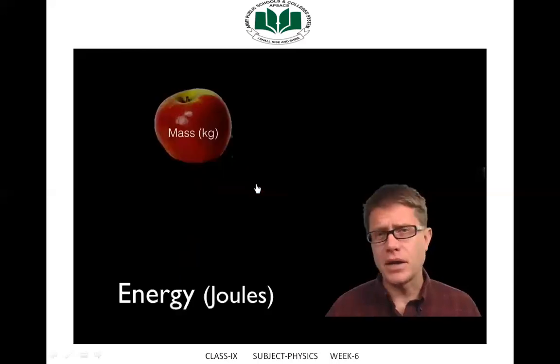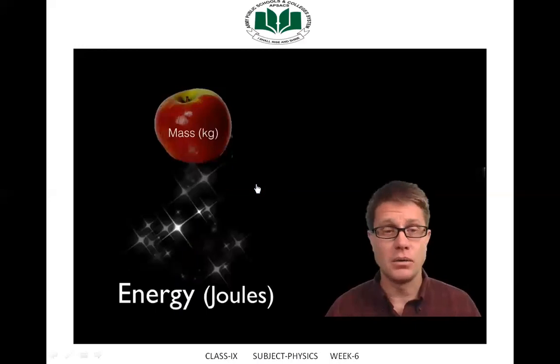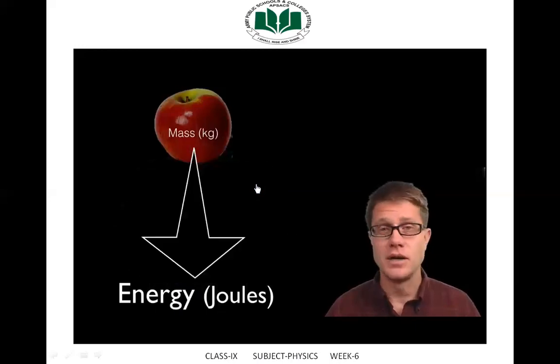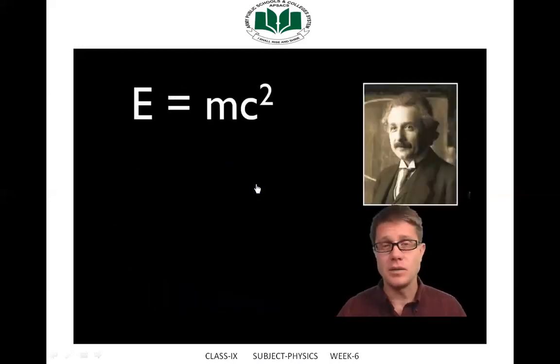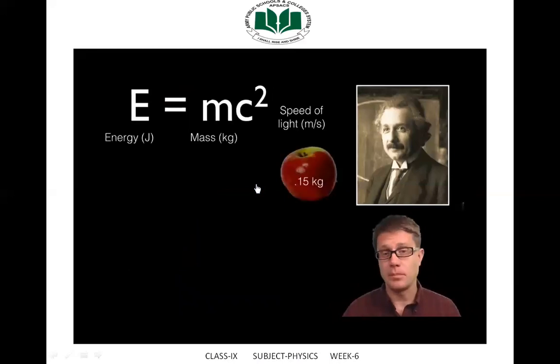But how much energy is locked in the apple itself? In other words, if we were to use Einstein's equation, how much energy could we get out of the mass inside the apple? We know it's going to be a huge amount of energy, but the calculations are really simple. E equals mc squared. Remember, we've got energy, mass, and speed of light. So all you do is figure out the mass of an apple. It's going to be around 150 grams or 0.15 kilograms.